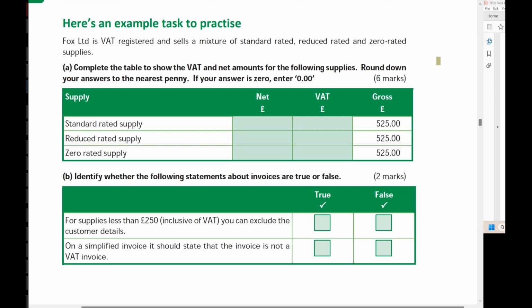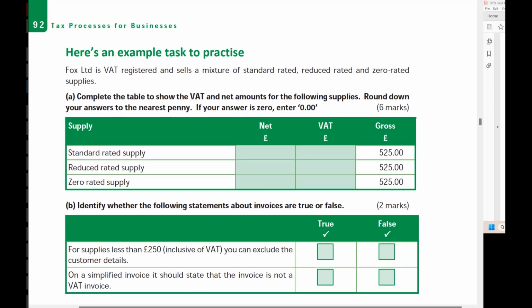So here is our example. Let's give it a go. Fox is VAT registered and sells a mixture of standard rated, reduced rated and zero rated supplies. Complete the table to show the VAT amount and the net amount for the following supplies. Round down to the nearest penny. If your answer is 0, enter 0.